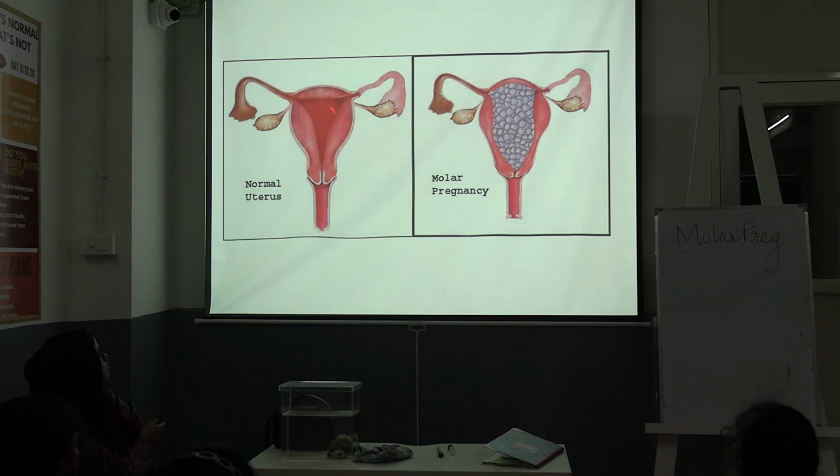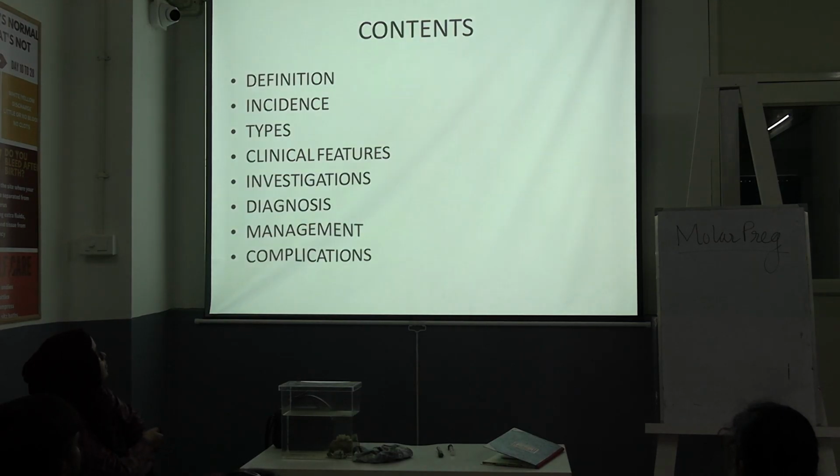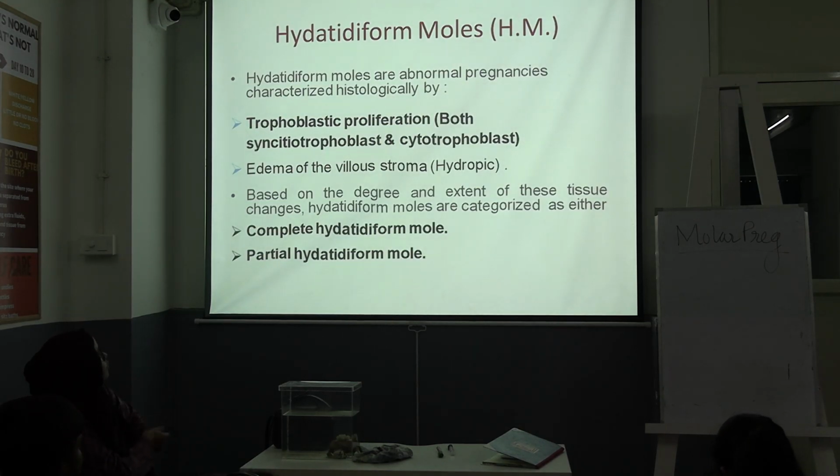So this is a normal uterus, and this is molar pregnancy. The whole of the uterus is filled with vesicles. The definition I have already told you. This is the trophoblastic proliferation, both of the syncytial trophoblast and cytotrophoblast. Because there is proliferation of the syncytial trophoblast, beta hCG is secreted from it. So there is increased level of serum beta hCG. For the diagnosis as well as follow up, we measure the serum beta hCG.